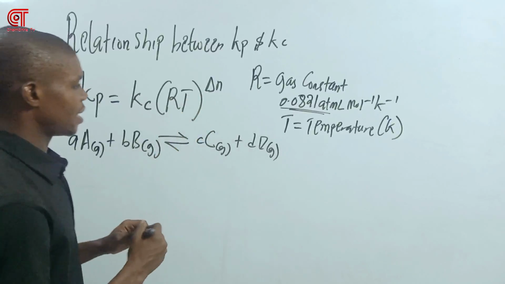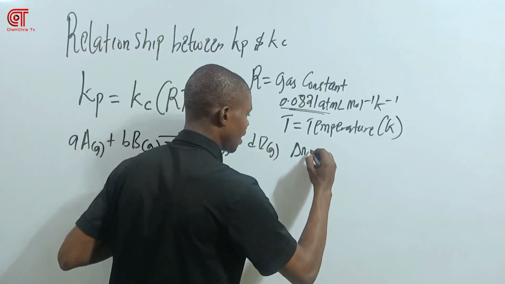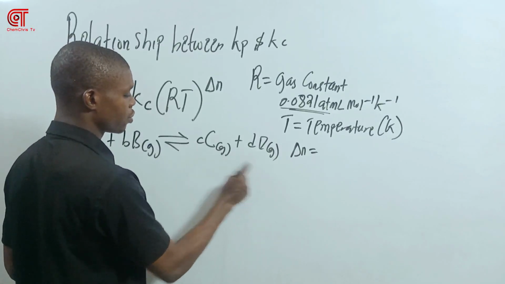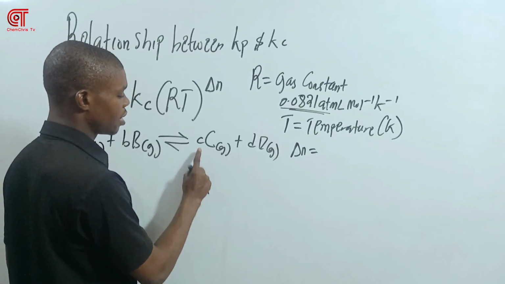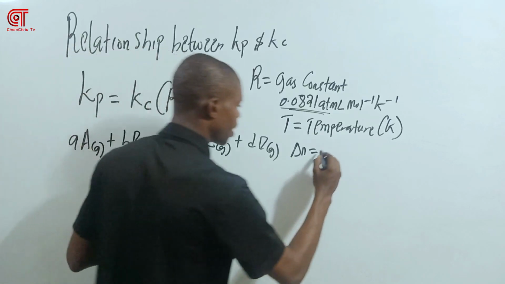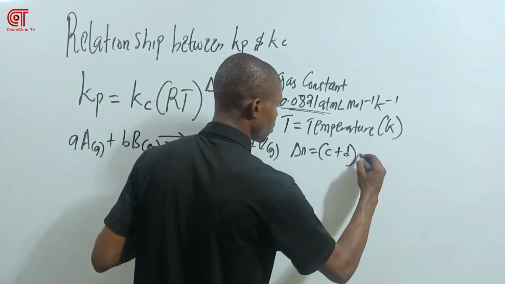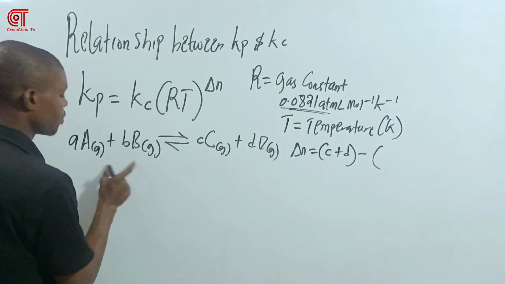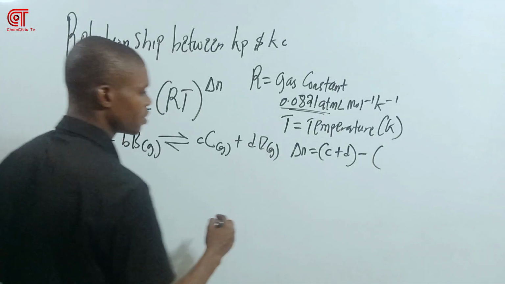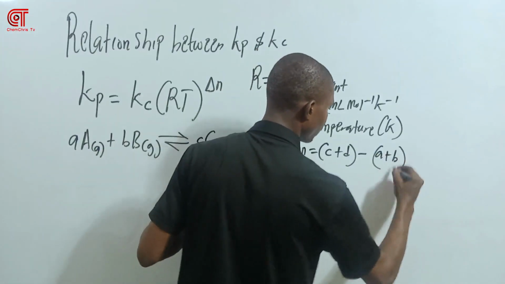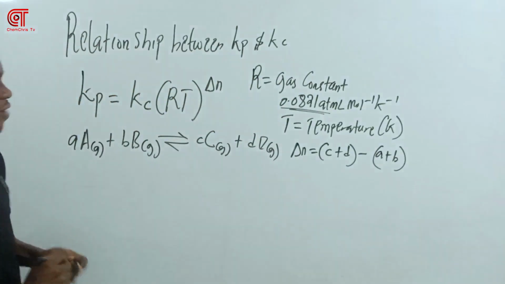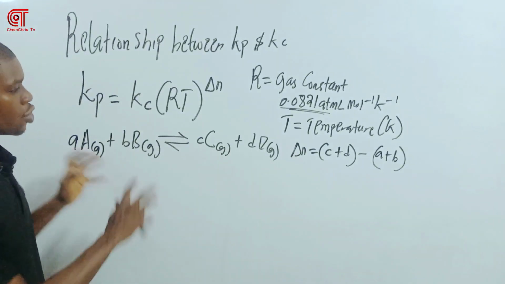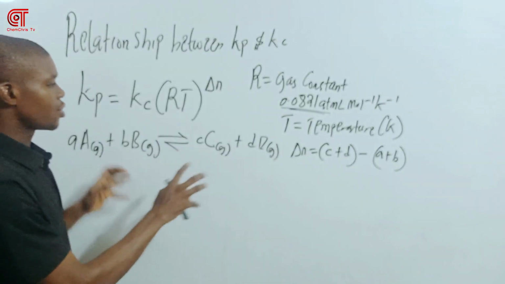Then what about the change in n? Change in n is the summation of the moles of the products, so here C plus D, minus the summation of the moles of the reactants, so here A plus B. It means that if a question is given to you, you must check if the reaction is balanced. So you have to take this down. These are the things we are going to look at.